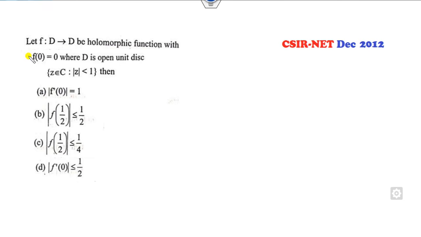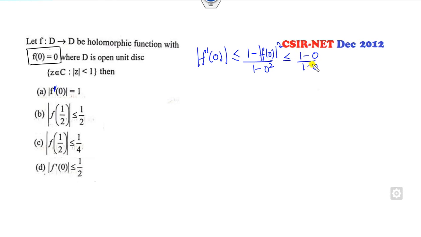Look at this one. Again, f of 0 is 0, given to you. Your target is to find the derivative value. So what is that? F dash of 0 is less than or equal to 1 minus f0 square over 1 minus 0 square, which is 1 minus 0 over 1 minus. So what does it mean? F dash of 0 is less than or equal to 1. So look at which option is strictly equal to 1, but is it true? It may be true. This option may be true. No, because this option may be true, this is not true.